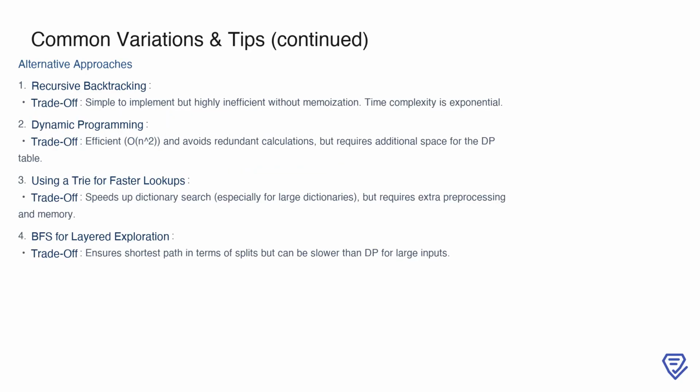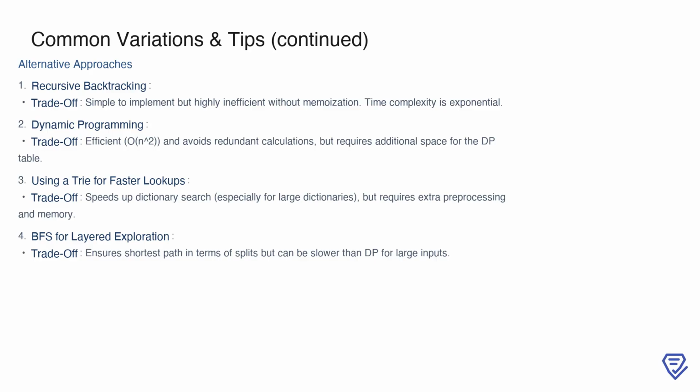There are also alternative approaches to solving the word break problem, each with its own trade-offs. Recursive backtracking is simple to implement but inefficient without memoization, as it has exponential time complexity. Dynamic programming, on the other hand, is much more efficient, reducing the time complexity to O(n squared), while avoiding redundant calculations, though it requires additional space for the DP table.